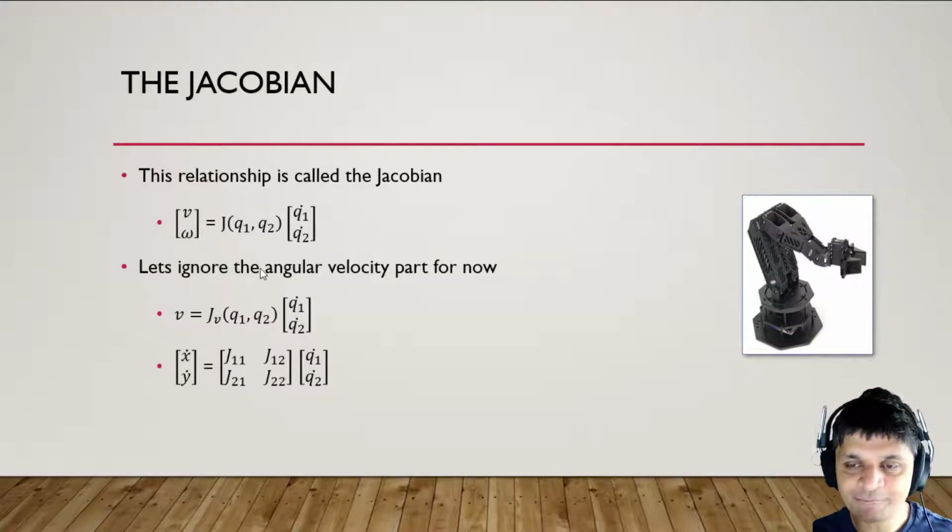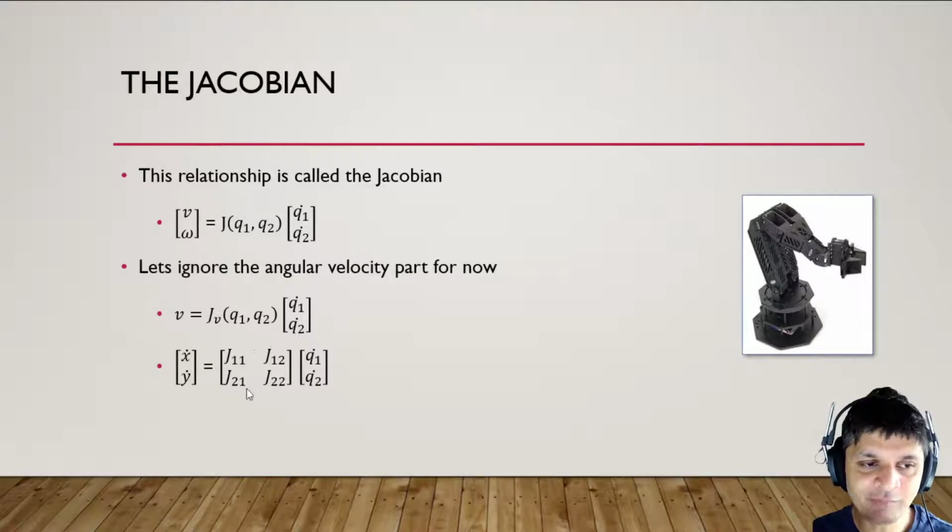Okay, now just for simplicity for now, let's forget about the angular velocity. Let's talk only about the linear velocity. So the linear velocity is the velocity in space, sort of, not the angle of the end effector, but the position of the end effector, right? So if we separate that part out, we can say that v is equal to the linear velocity Jacobian, Jv, which is a function of q1, q2, multiplied by q1 dot, q2 dot.